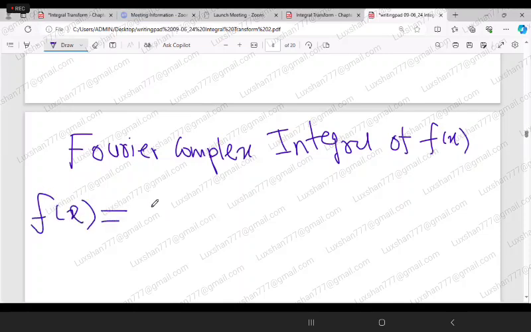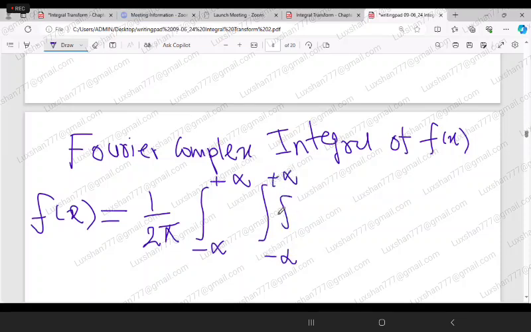f(x) is equal to 1 over 2 pi, integration from minus infinity to plus infinity, integration from minus infinity to plus infinity, f of u, look at this carefully, f of u into e to the power i times omega (u minus x) into d omega du.